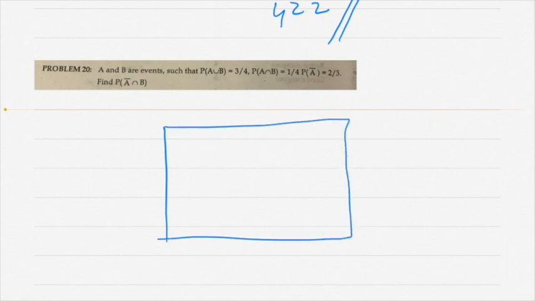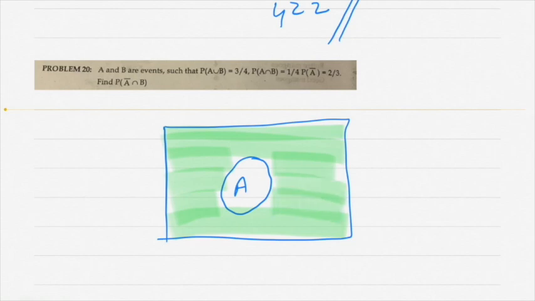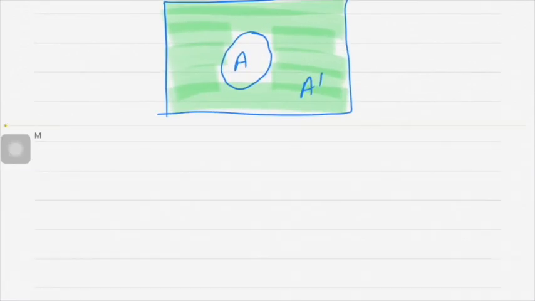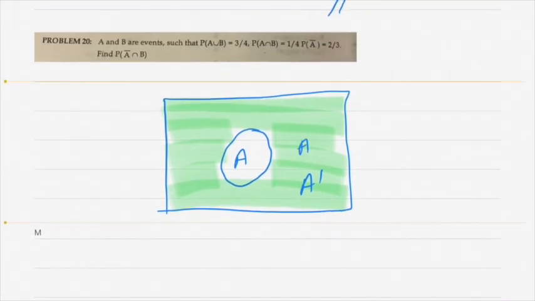Say this is a sample space, and this is my event A. That means the remaining portion is A complement. It is complement to A, right? That means my remaining portion is A bar or A dash. A bar and A dash are one and the same thing.